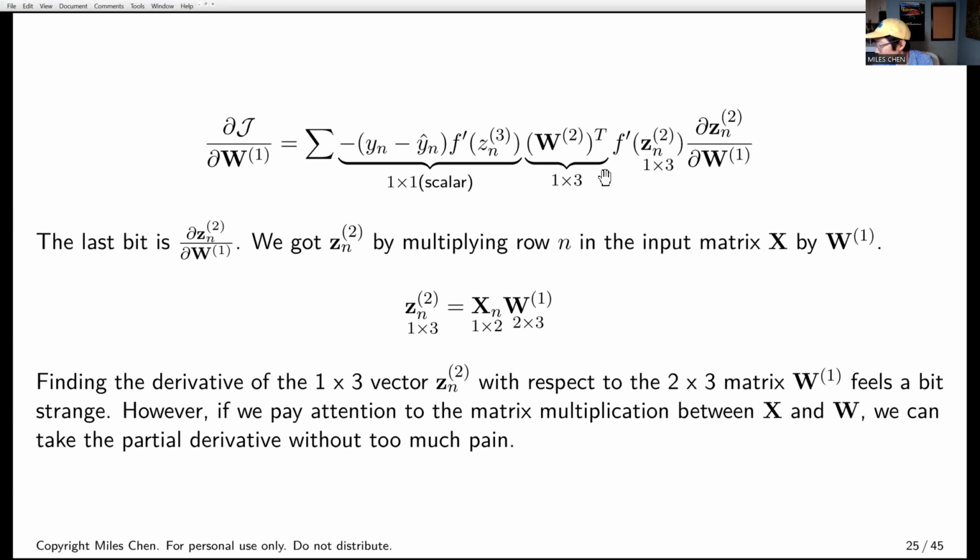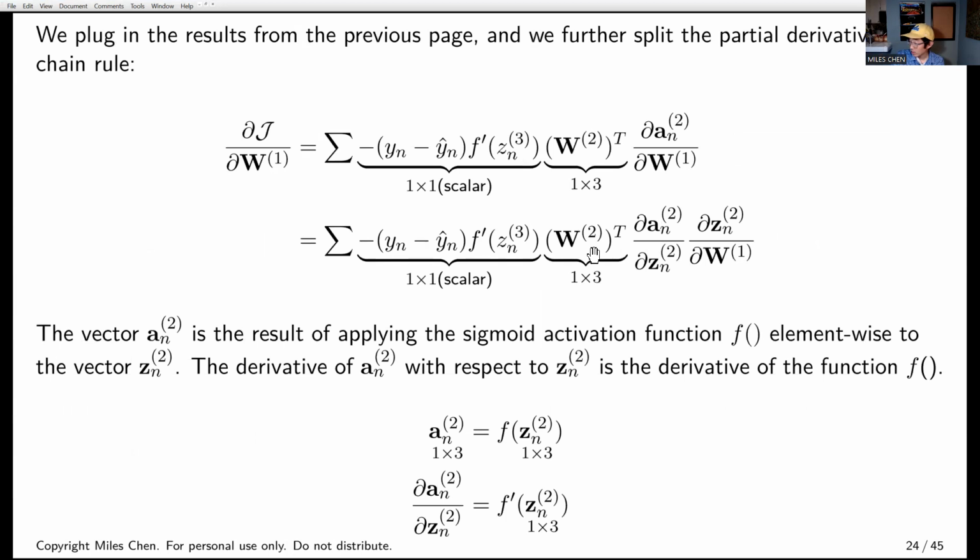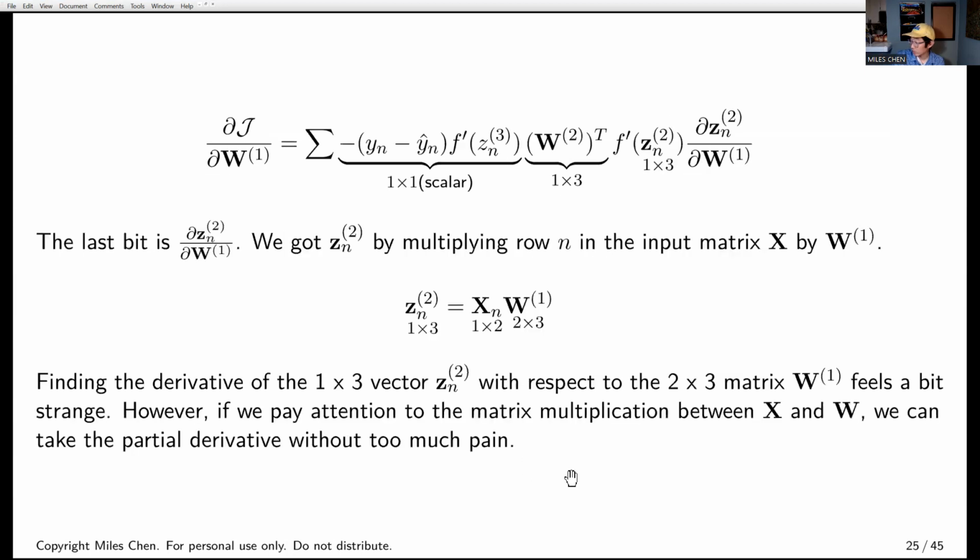So we can already see I can't just use traditional multiplication anymore, right? I've got a 1 by 1 thing, a 1 by 3 thing, and a 1 by 3 thing here. And so we're probably going to have to do some element-wise multiplication in order for our terms to line up when we do the multiplication. All right, but is this okay so far? Getting the W2 transpose and then the f prime of the nth row in Z.